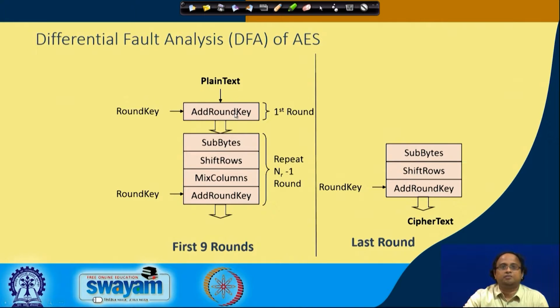So if I take a plain text and do an add round key, and then do 9 rounds with sub byte, shift rows, mix columns, and add round key as the round constituents, and then in the final last round I just do a sub byte, shift row, and add round key.